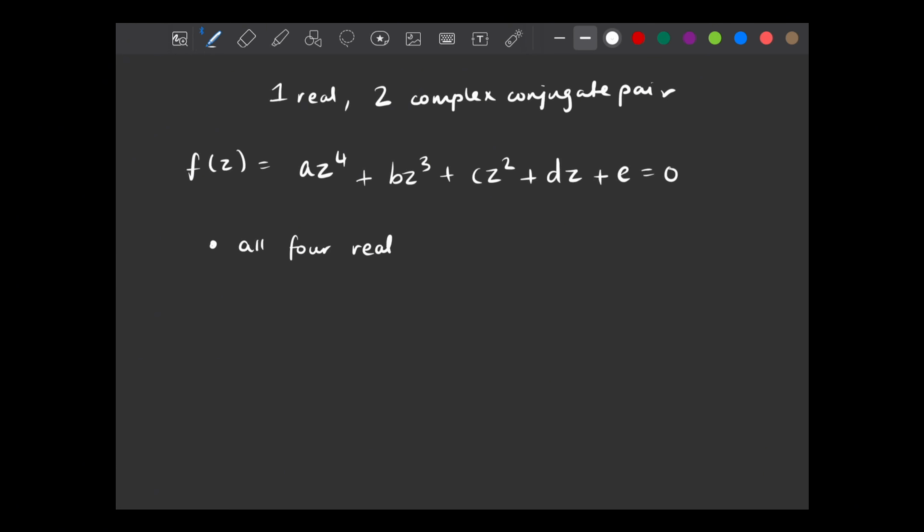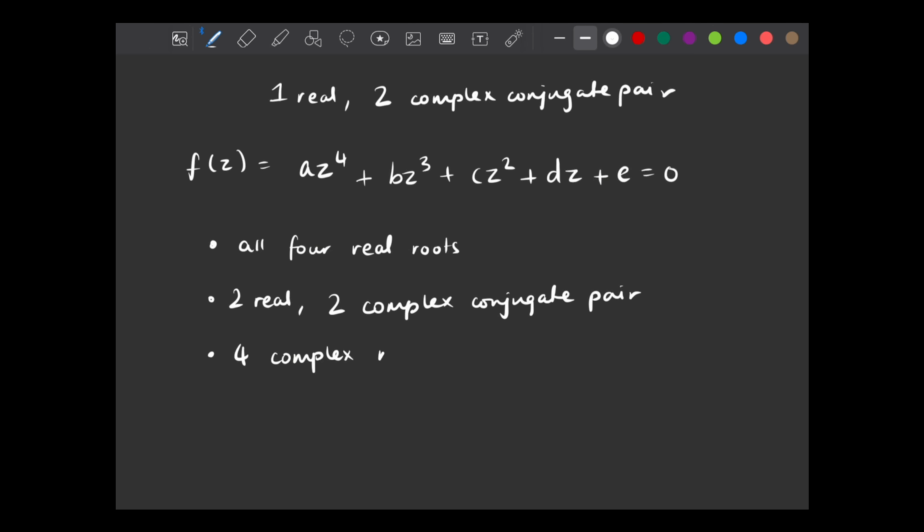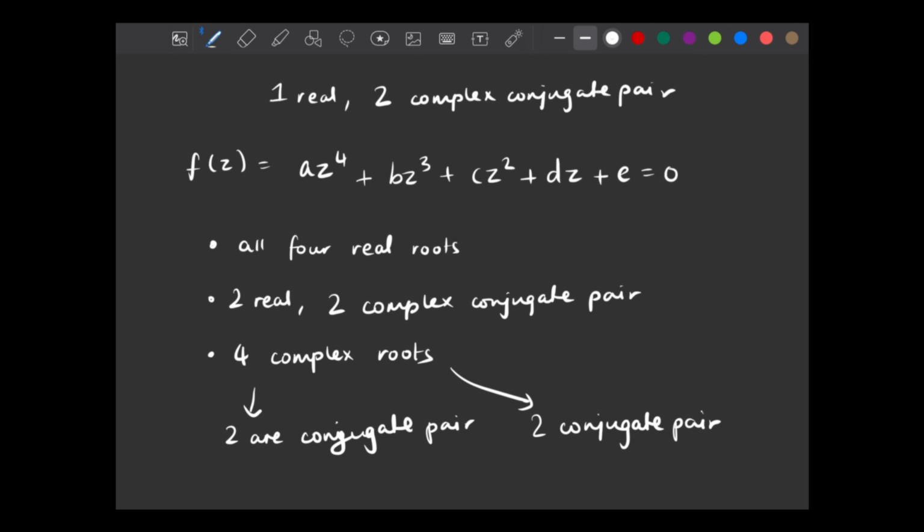which is probably the scenario you have seen up till now, all 4 real roots, or there may be 2 real, 2 again as a complex conjugate pair, or there are 4 complex roots where 2 are a conjugate pair and the other 2 are a conjugate pair. So just to summarize, if there is a complex root to any polynomial, then it must exist with its conjugate pair. Its conjugate pair is definitely going to be a root of that equation as well.